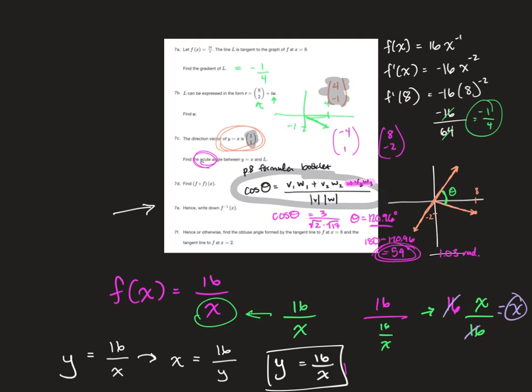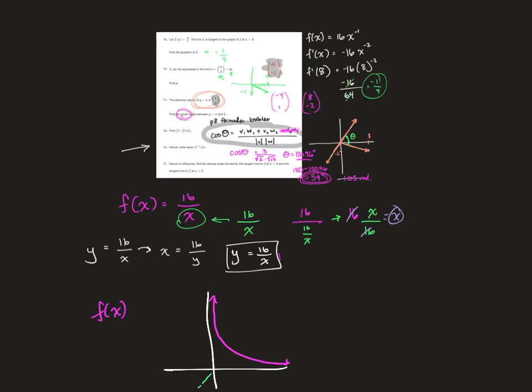And then it says, please find the obtuse angle formed by the tangent line to f at x equals 8 and the tangent line at x equals 2. Well, the function is symmetric about the line x equals y, just because all functions that are inverse like this end up being symmetric about that. So just to get an image of what we're after here, somewhere over here is going to be 8. There's that, and we're going to have a tangent line at 8, something like that. And then somewhere over here, we're going to have 2, and we're going to have a tangent line at 2.